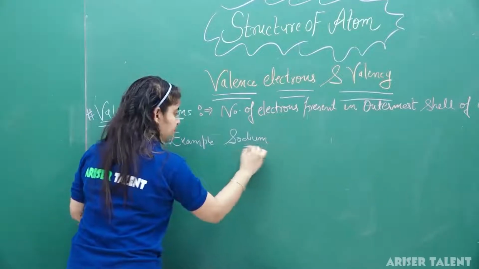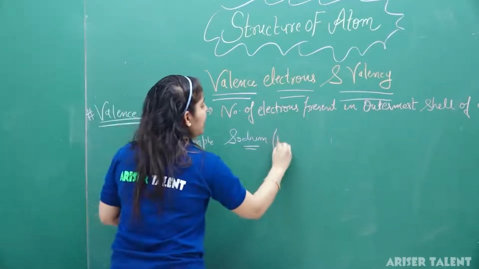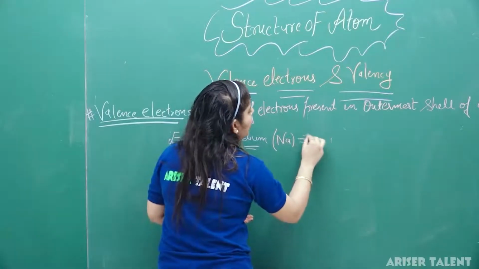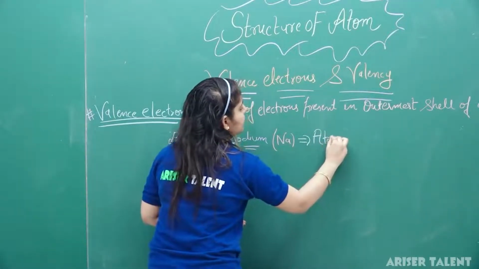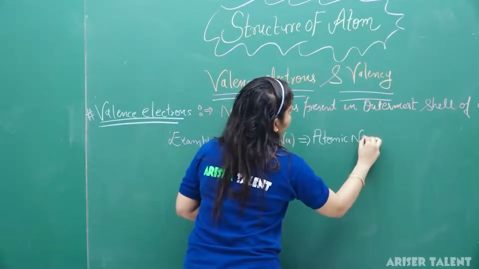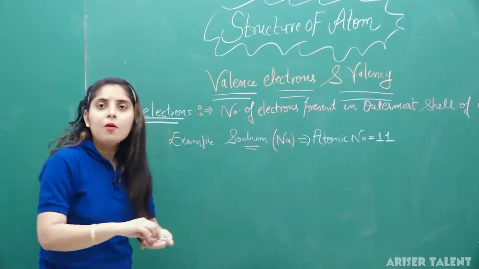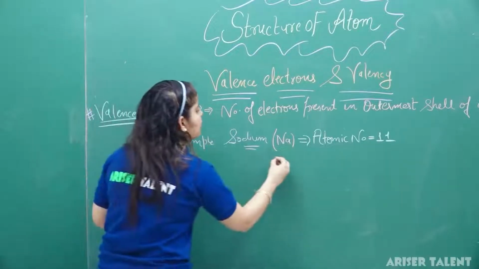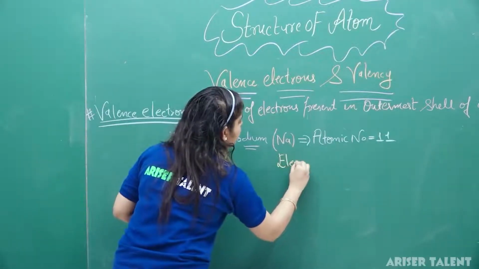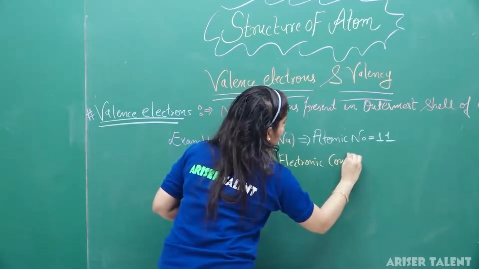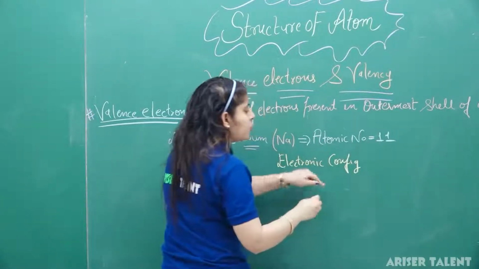Sodium, having symbol Na and atomic number 11. Sodium is having atomic number 11. Now I am writing the electronic configuration of this element. What will be the electronic configuration for sodium?